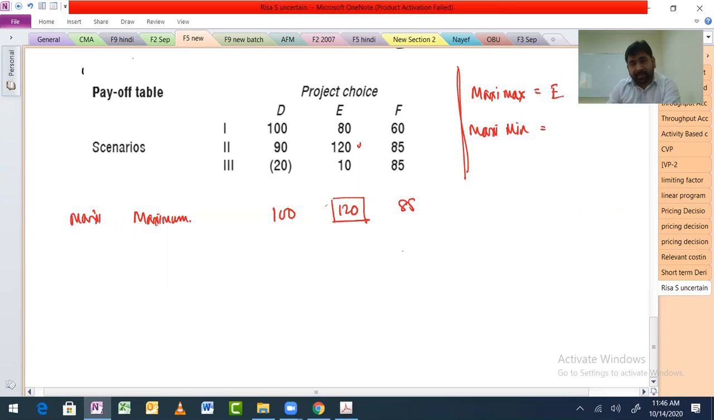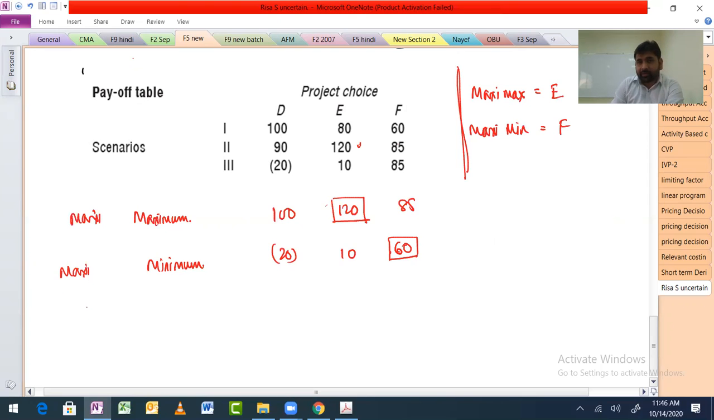You want to do maximin. Maximize the minimum. In this case, you find the minimum first. So the minimum is minus 20, 10, and 60. Maximize this. Even if my bad luck is too strong, I'll still be making $60 in project F. So I will go for F.